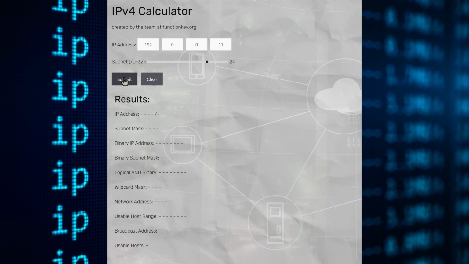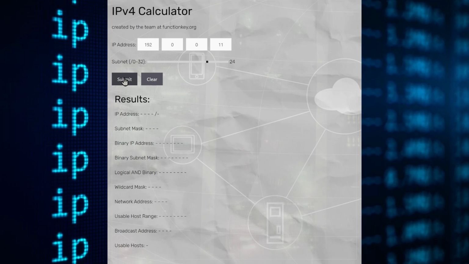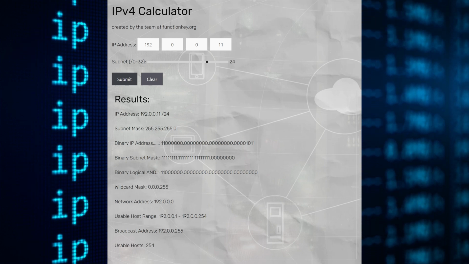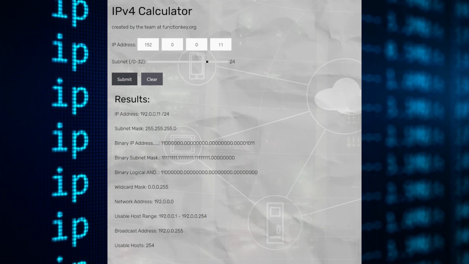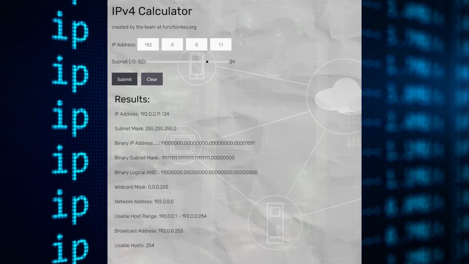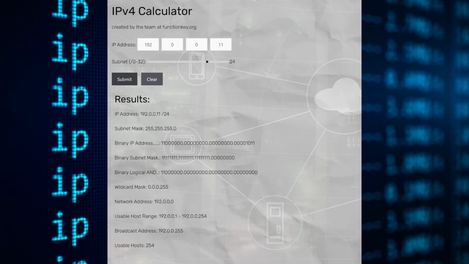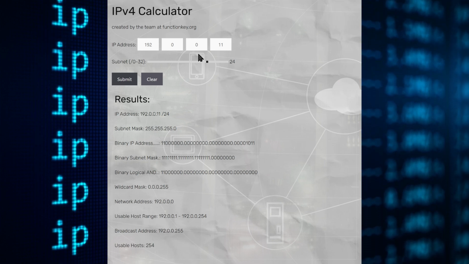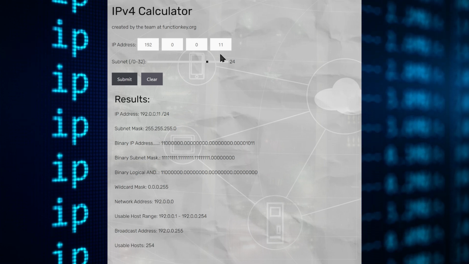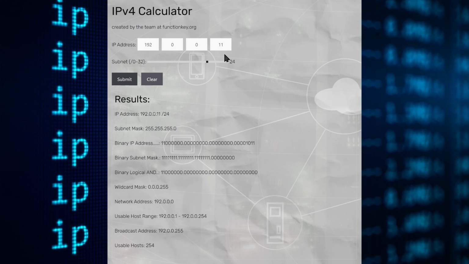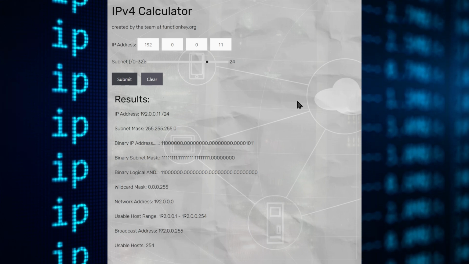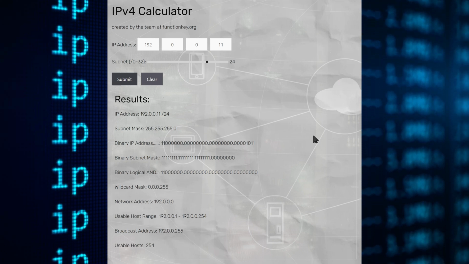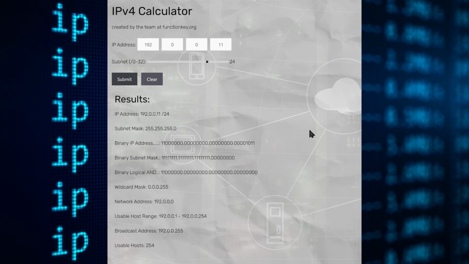192.0.0.11. In our Functionkey IPv4 calculator, it falls within the Class C range. Here are some details about it. IP address structure. A Class C IP address has the first 3 octets, 24 bits, designated as the network part, and the last octet, 8 bits, as the host part. In the case of 192.0.0.11, network part, 192.0.0. Host part, 11.